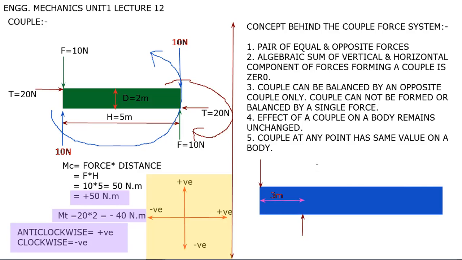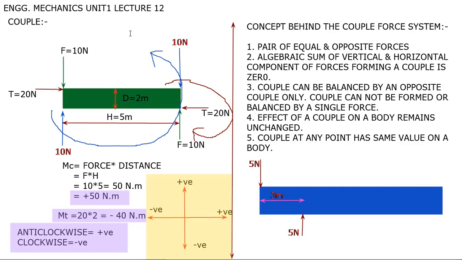Let's suppose that this distance is 3 meters and the magnitude of the forces is 5 Newton. This is also having the same magnitude, that is 5 Newton. Now this couple has been formed here.